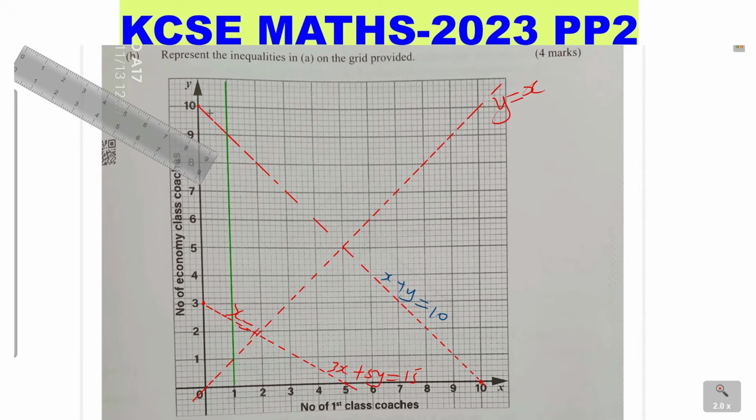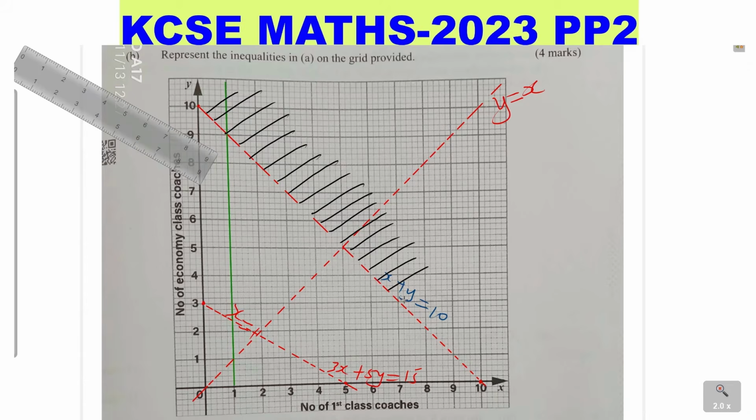So we are going to shade on the upper side of that line. Why? Because the point that you have picked on the other side of that line has satisfied the inequality. And remember, we shade the unwanted sides. So that is the unwanted side.